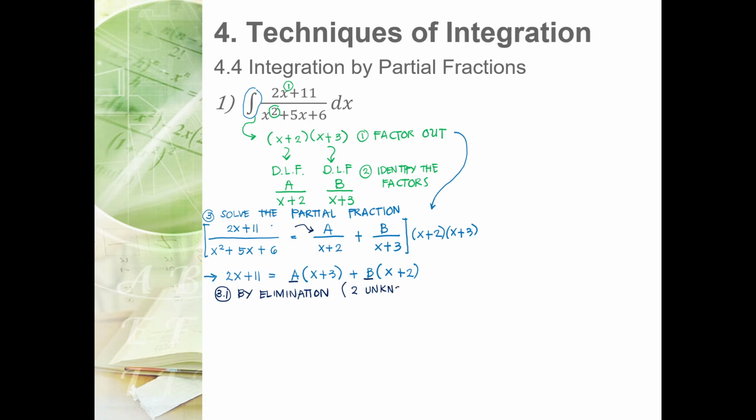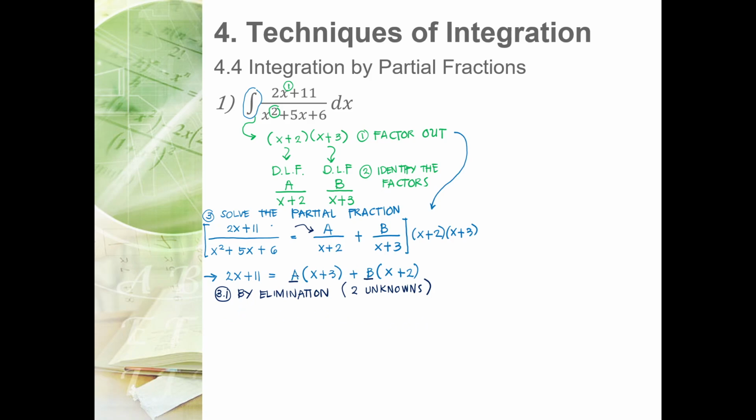So that's why I'm going to show you two methods on how to solve the unknowns here, because in the next examples, you'll be solving more than two unknowns. And I think the best method for that one is the second method that I'm going to show you, which is equating coefficients. So let's try to solve first by elimination.